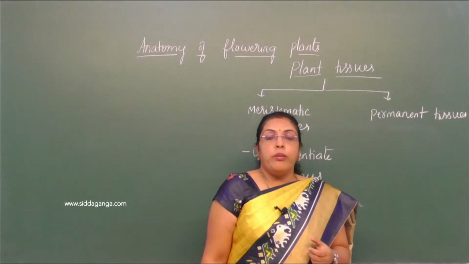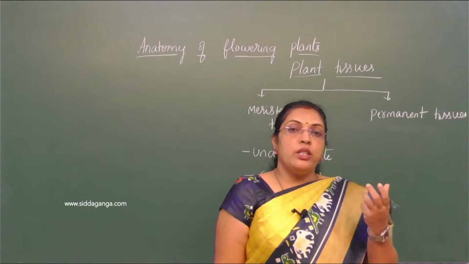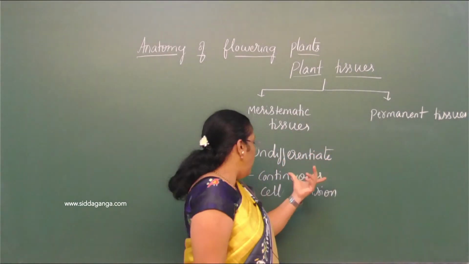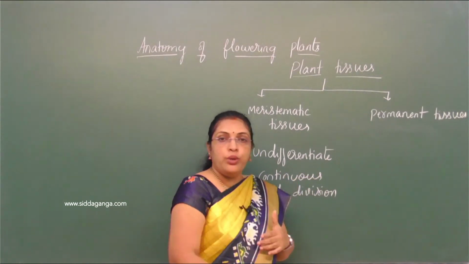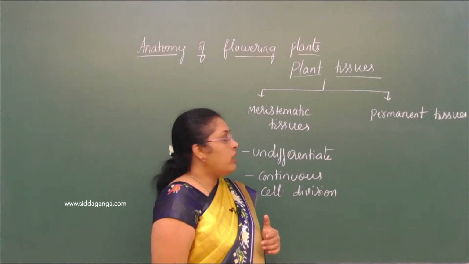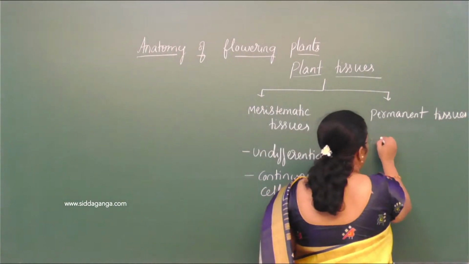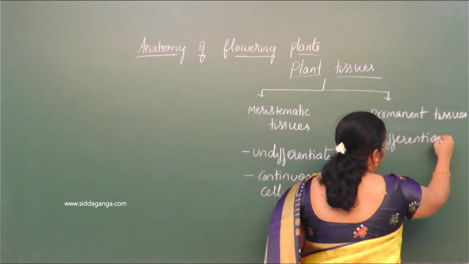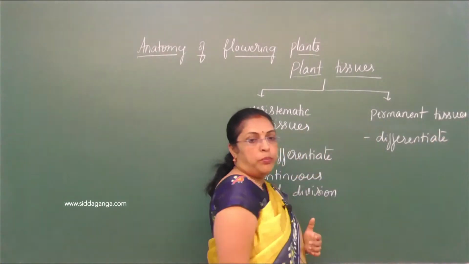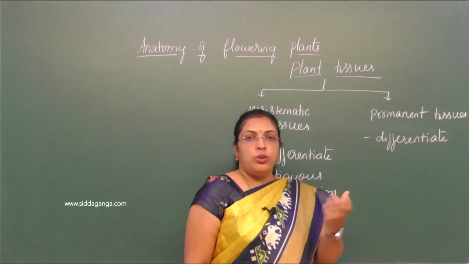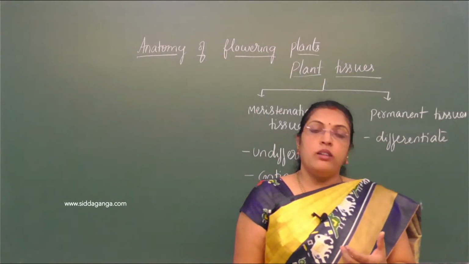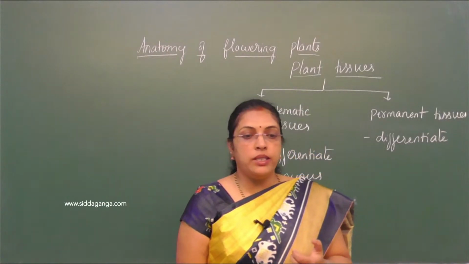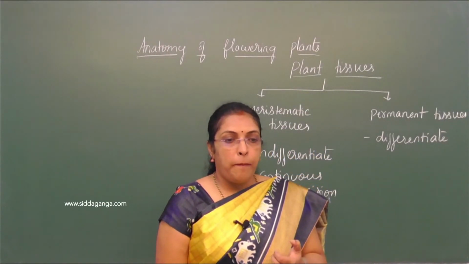Meristematic tissues. What are meristematic tissues? These are the tissues which are undifferentiated and they show continuous cell division. In permanent tissue, cells are differentiated. In 9th, you have studied permanent tissues. So, can you tell me the different types of permanent tissues we see in plants?